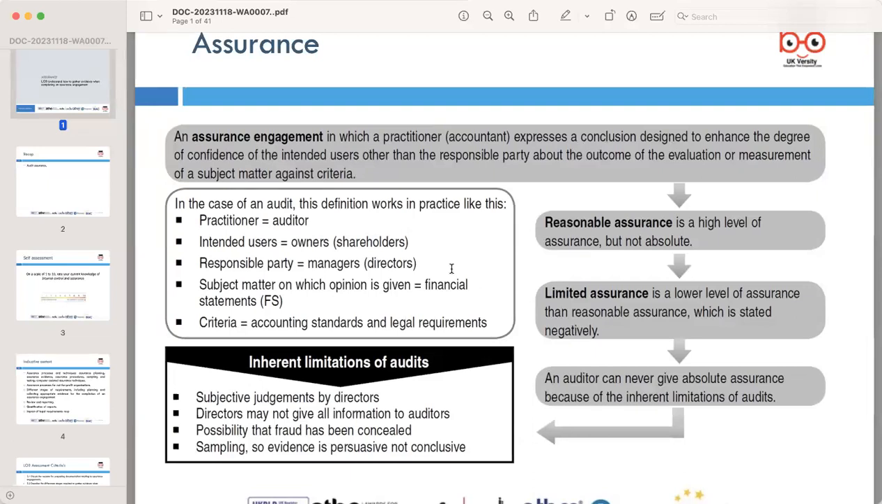Here we will talk about an assurance engagement, understanding the terms. Imagine you have a practitioner, an auditor, whose job is like a detective. They look at something important like a financial statement. You can think of these as money reports, to make sure everything is okay.